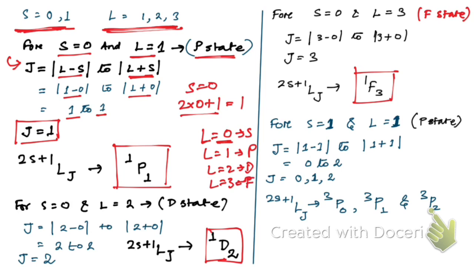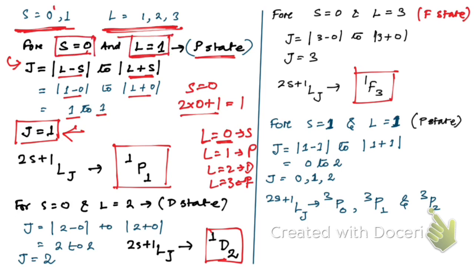Okay, so now you see here we have value of L is equal to 1, this is the value of L is 1 here. So that means it is P state, and value of J is equal to 1. So here we have got 1. So this is the spectral term for S is equal to 0 and L is equal to 1.